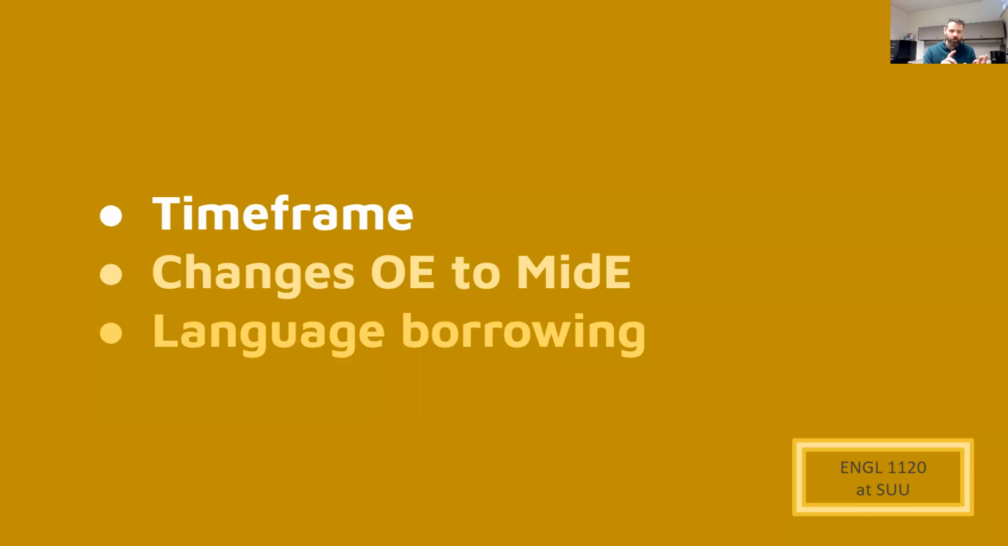All right, so we learned a little bit about the time frame, what we would call Middle English, 11th to 15th century. We talked about some of the changes or differences between Old English and Middle English, and then we talked about how even at that time, Middle English was being influenced by and borrowing from other languages.